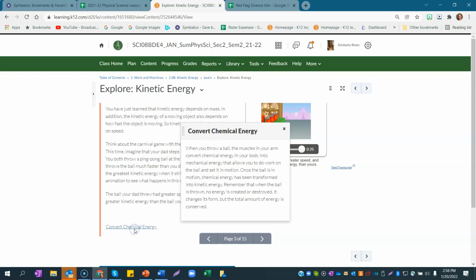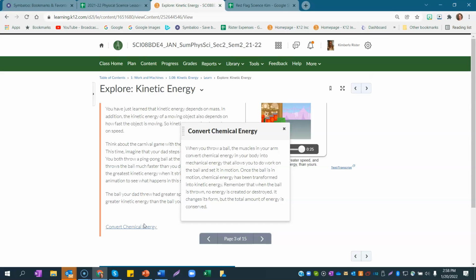Okay, so this little note here says convert chemical energy. When you throw a ball, the muscles in your arms convert chemical energy in your body into mechanical energy that allows you to do work on the ball and set it in motion. Once the ball is in motion, chemical energy has been transformed to kinetic energy.